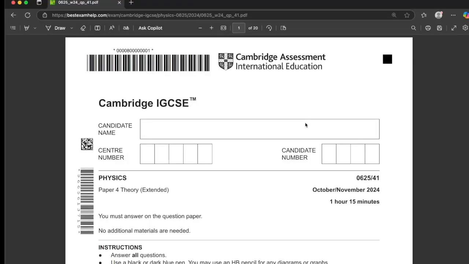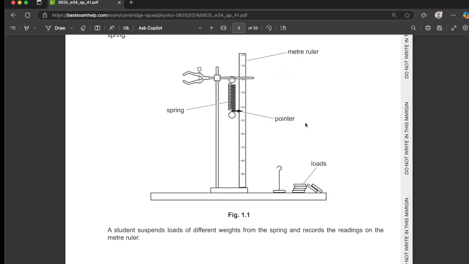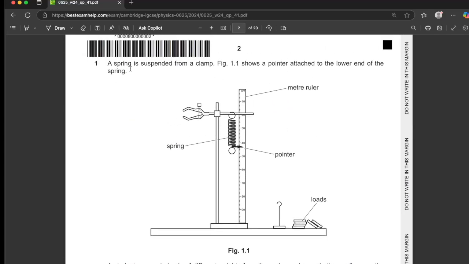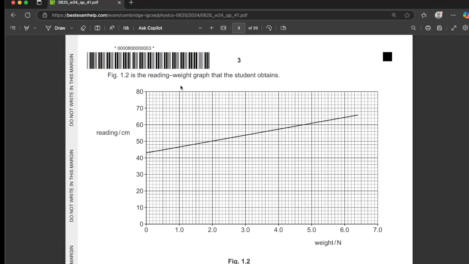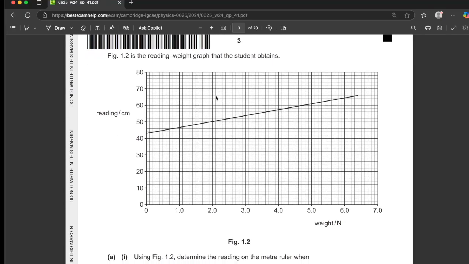Now we're going to solve Cambridge IGCSE Physics, October-November 2024, paper 4.1. Number 1: a spring is suspended from a clamp. Figure 1.1 shows a pointer attached to the lower end of the spring. A student suspends loads of different weights from the spring and records the readings on the meter ruler. Figure 1.2 is a reading-weight graph that the student obtains.